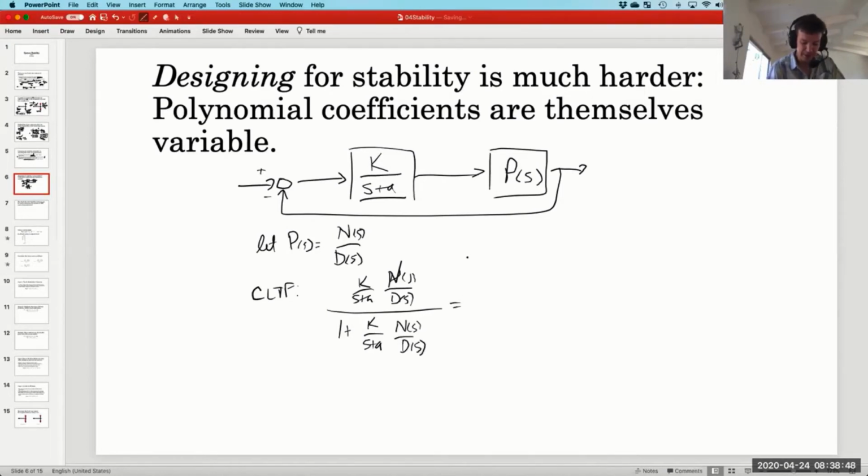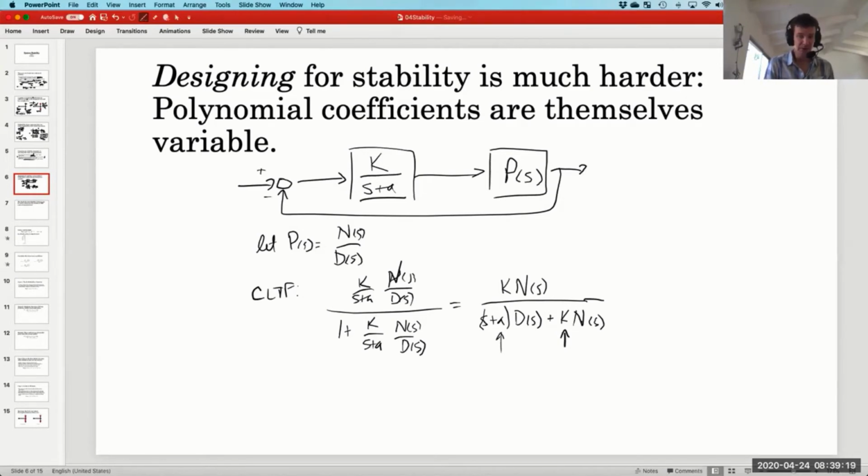Okay, so multiply top and bottom by S plus A times D of S, and we get K, N of S on top, S plus A, D of S, plus K, N of S. So this is where I'm saying that designing for stability is significantly harder, because A and K now appear on virtually every coefficient in this denominator, right?